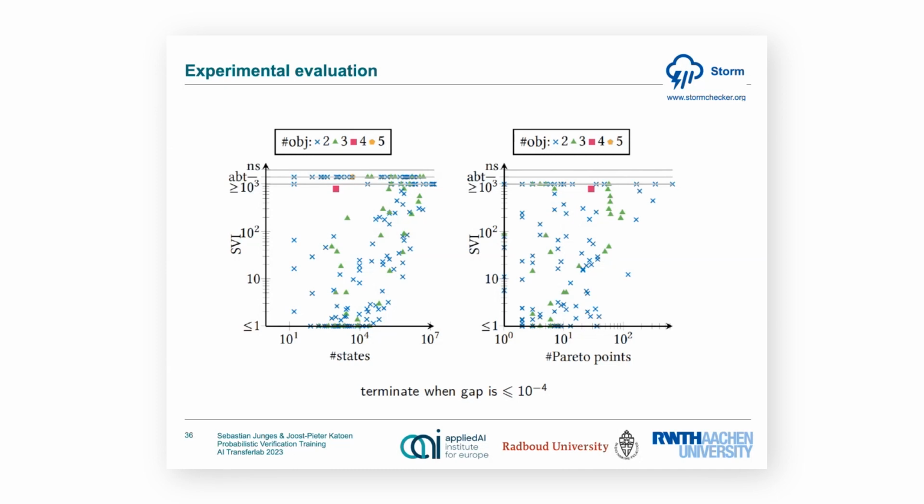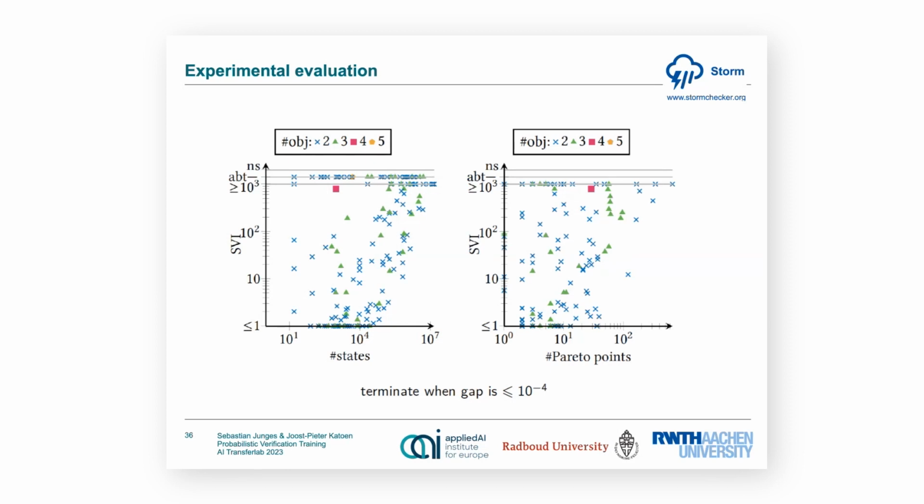The right plot shows you the complexity in terms of this Pareto curve. How many points? I mentioned this is a convex area, convex with finitely many corner points. Now, how many corner points does it have? That's on the x-axis. And again, on the y-axis, you see the amount of time that this iterative approach takes to compute these points using sound value iteration. And also there you see different numbers of objectives.